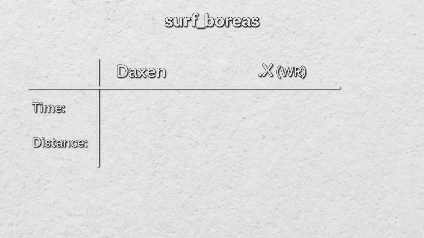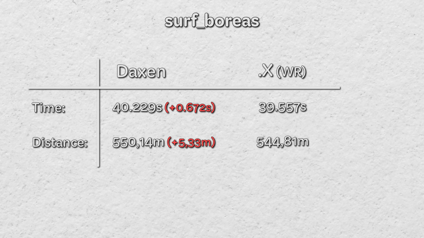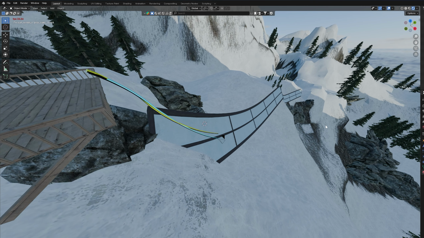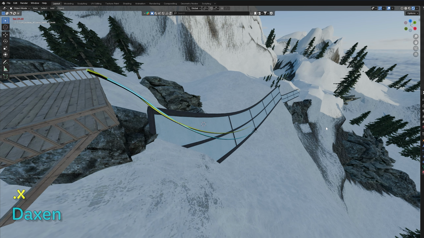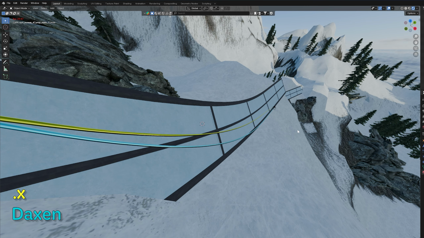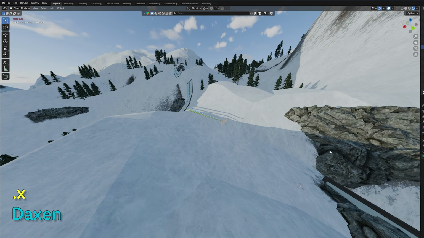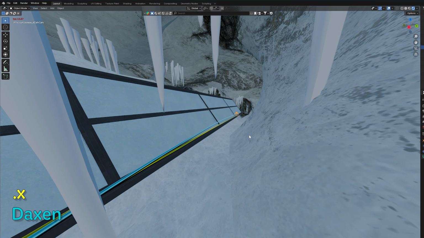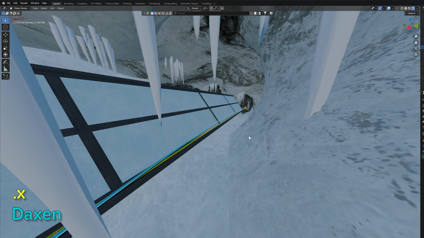Okay, so instead of doing that, we can compare the distances for the whole run. We know the time difference. X finishes in 33.56 seconds, which is about 0.67 seconds faster than me, but he also traveled 5.33 meters less than me. To understand where the difference comes from, we can go into Blender, where all of this is of course made in, and look at the lines. I am the blue one and X is the gold one. I won't go into too much detail here, I just really want to show the concept, where we see that his cuts and lines are just so much more efficient.